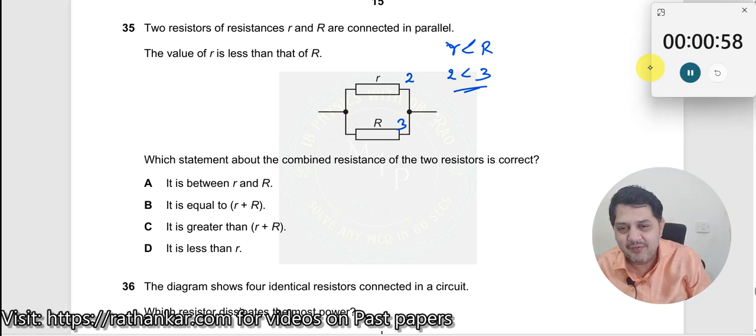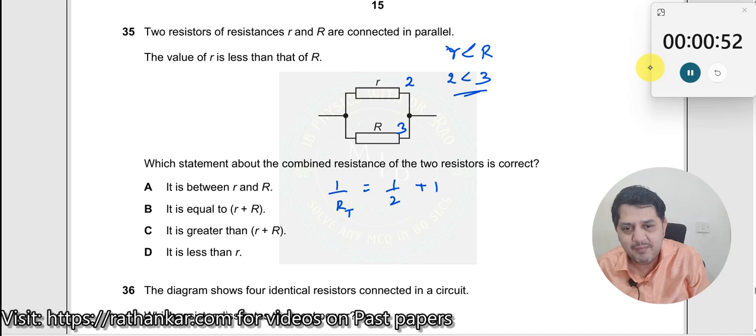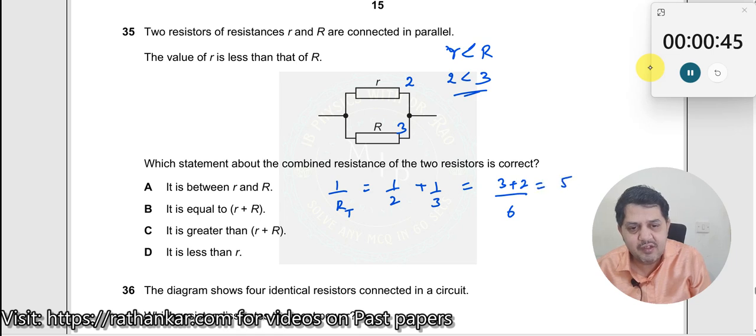Now what is the effective resistance? Combined resistance is nothing but 1 by R total is equal to 1 by 2 plus 1 by 3. Take the LCM, which is 6. So here it will be 3 plus 2, which is equal to 5 by 6. So R total will be equal to 6 by 5, which is equal to how much? 5 ones are 5, and 10 balance, 5 twos are 10, so 1.2 ohms.